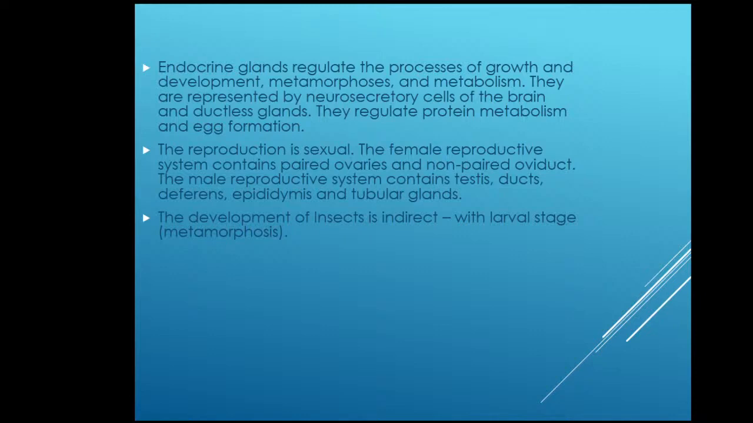Sexual dimorphism is characteristic of most Insecta, so females differ from males. The female reproductive system consists of paired ovaries and a non-paired oviduct. The male reproductive system contains testes, ducts, deferens, and tubular glands. The development of all Insecta is indirect, with a larval stage or metamorphosis.